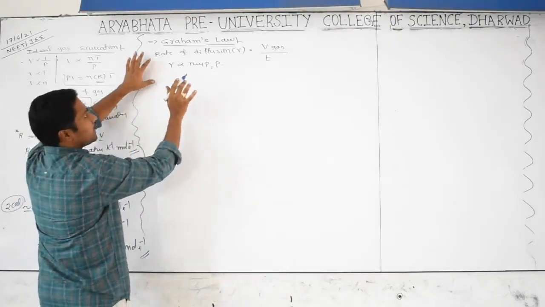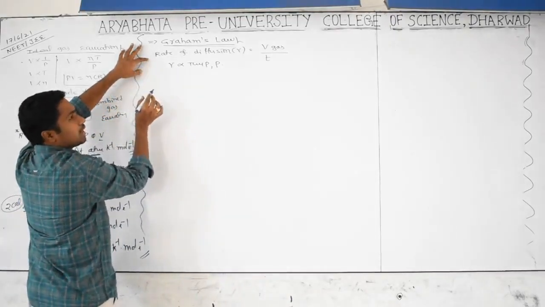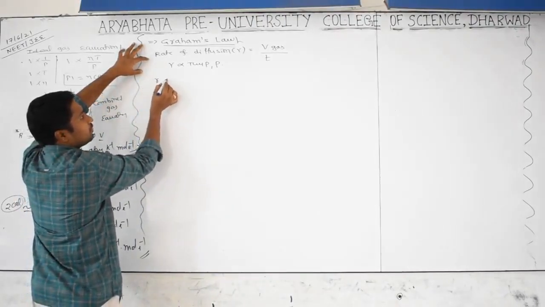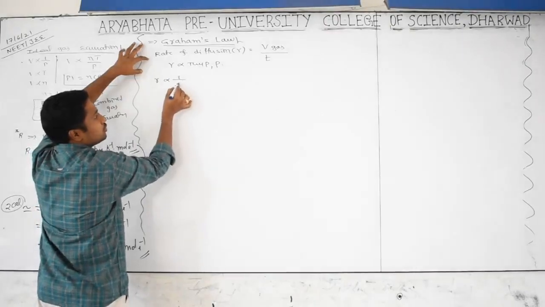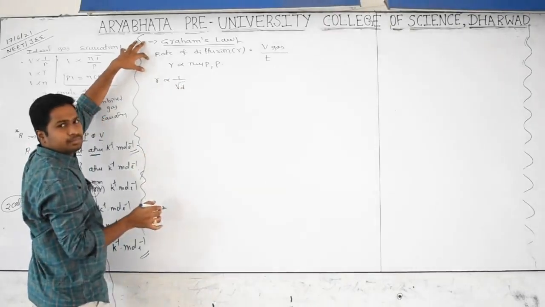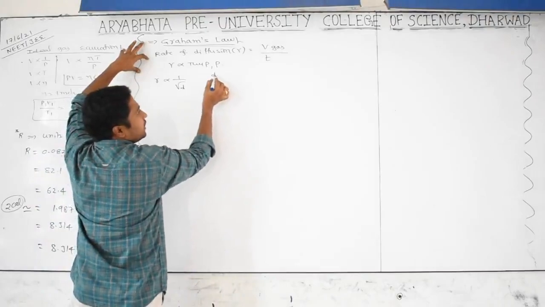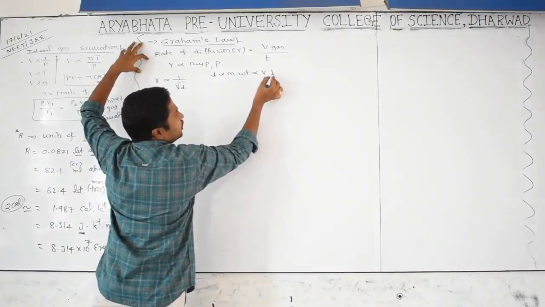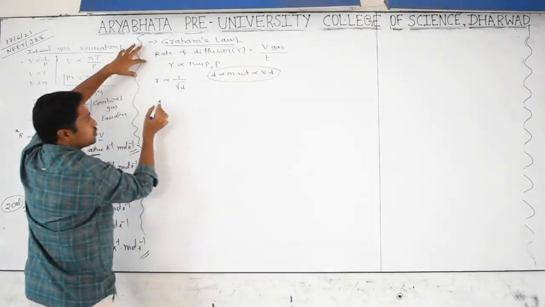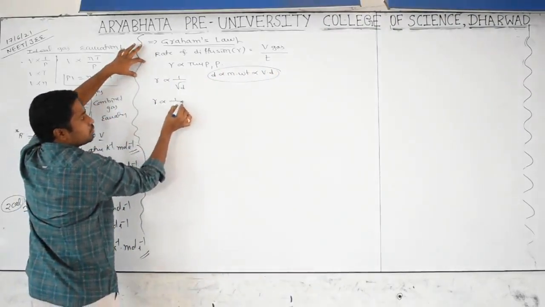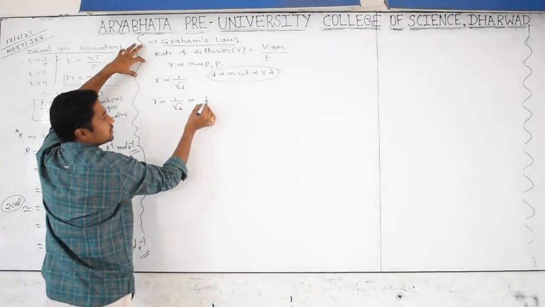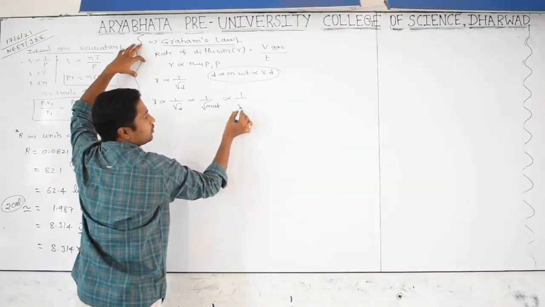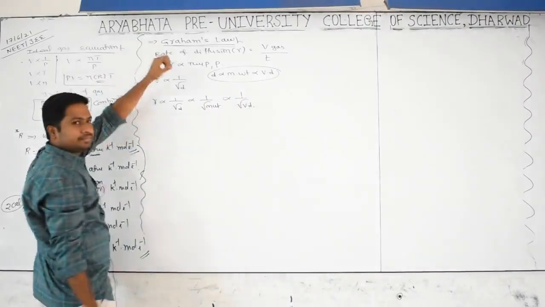Okay, now take the rate of diffusion. According to Graham's law, under the same conditions of temperature and pressure, the rate of diffusion of a gas is inversely proportional to the square root of the density of the gas. You know very well, density is directly proportional to molecular weight, which is directly proportional to vapor density. Can we substitute here? R is inversely proportional to the square root of density, inversely proportional to the square root of molecular weight, inversely proportional to the square root of vapor density.